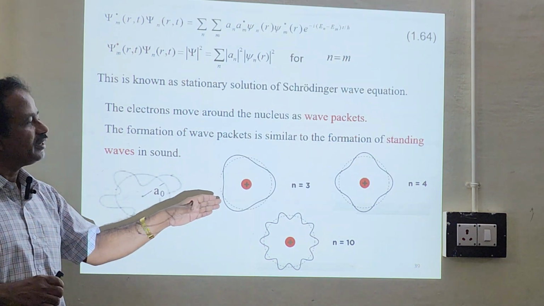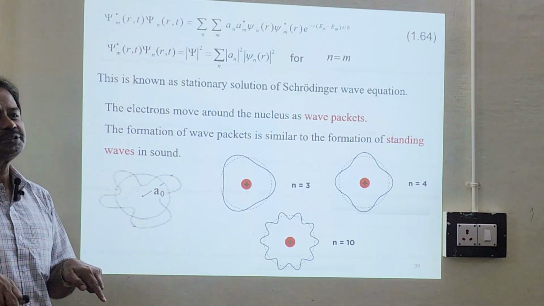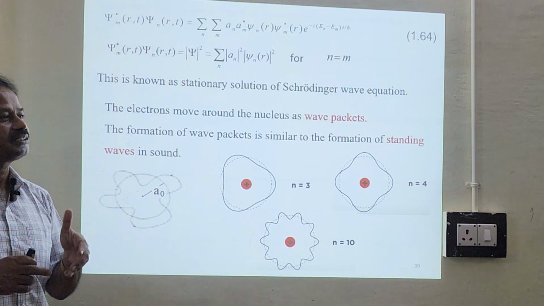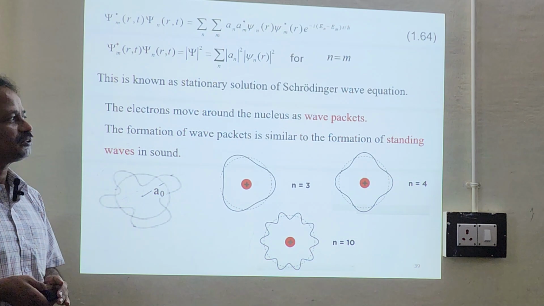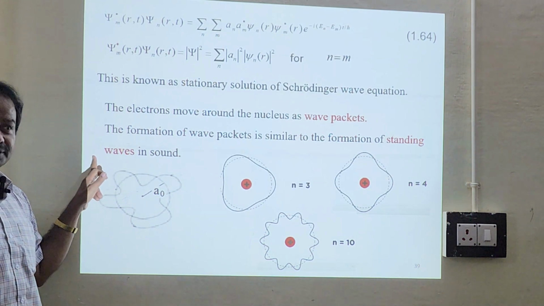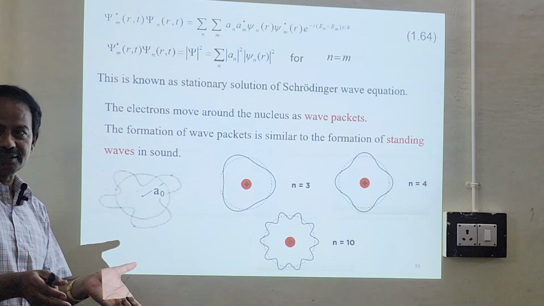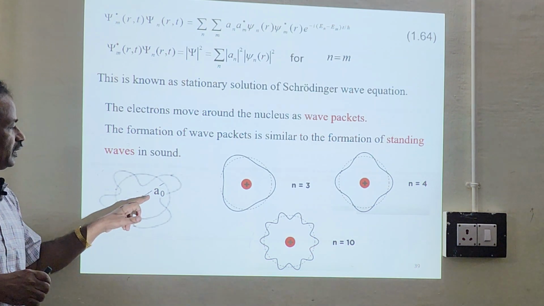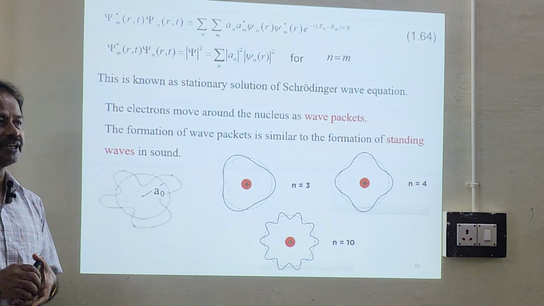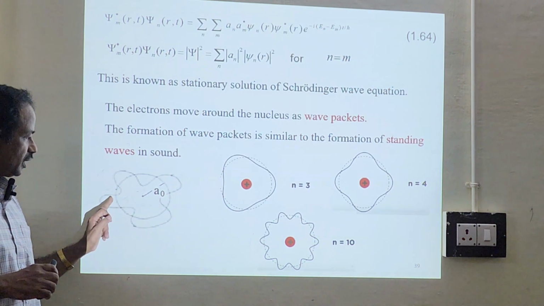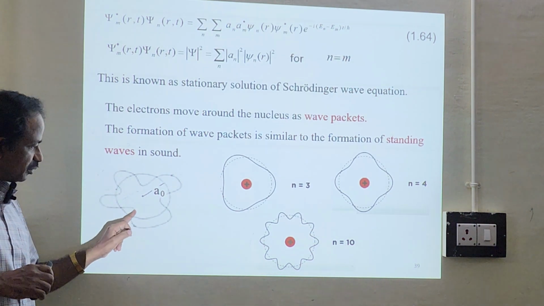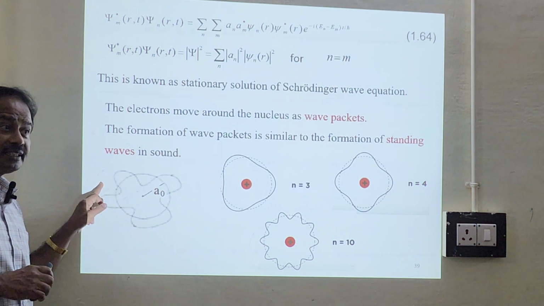So what does it mean? It means that the waves which are revolving around will be nothing but stationary waves or standing waves. The formation of wave packets is similar to the formation of standing waves in sound. Here also they are talking about standing waves. Here a0 is the Bohr radius of the hydrogen atom. This is for the hydrogen atom, and in fact these are all de Broglie waves, they are all integral multiples.